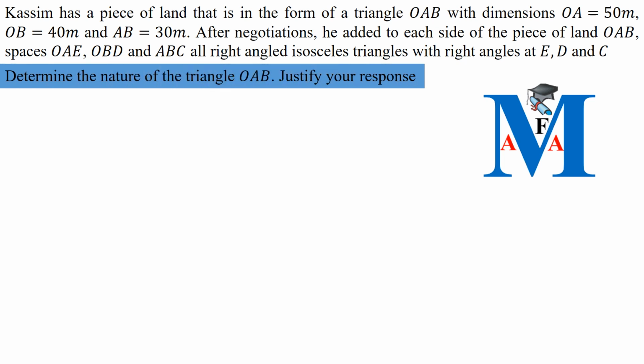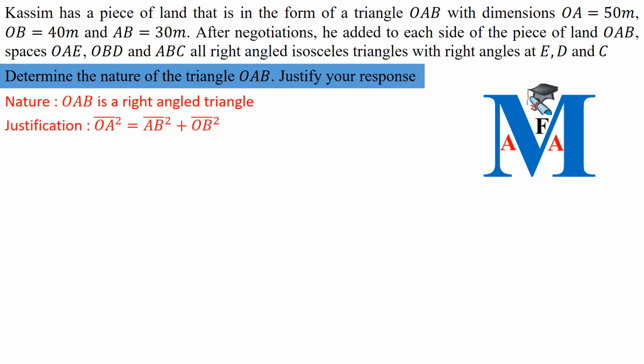Now, the first part of the question is asking us to determine the nature of the triangle OAB and justify our response. Clearly, the triangle OAB is a right-angled triangle because the square of the longest side, which is OA, is equal to the sum of the squares of the other two sides. Since 50 squared is equal to 40 squared plus 30 squared, the triangle OAB, which is the original piece of land of Mr. Kasim, is a right-angled triangle. That is our justification. So the nature of the triangle is that it is a right-angled triangle, and the justification is that the lengths of the sides obey the Pythagorean theorem.